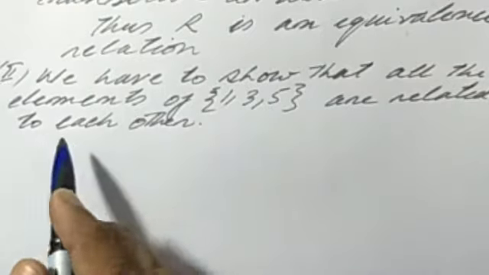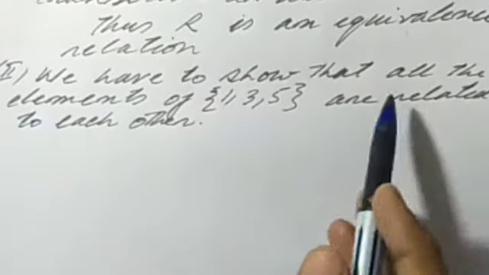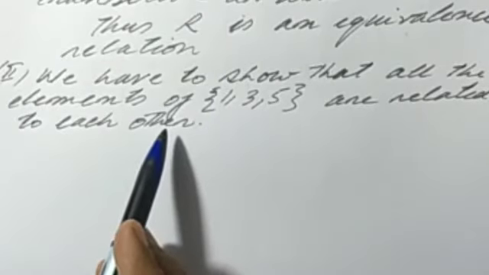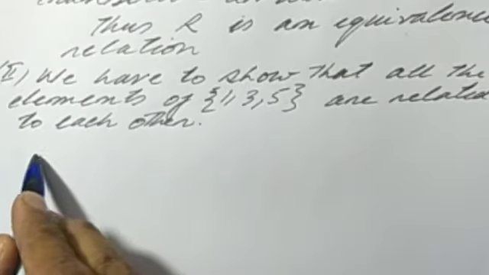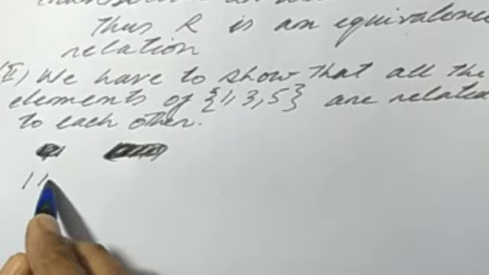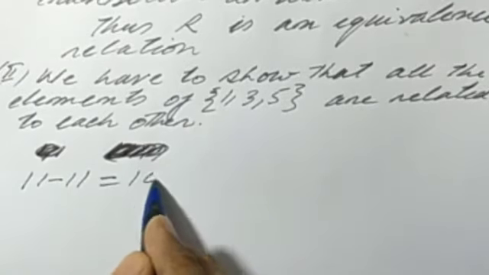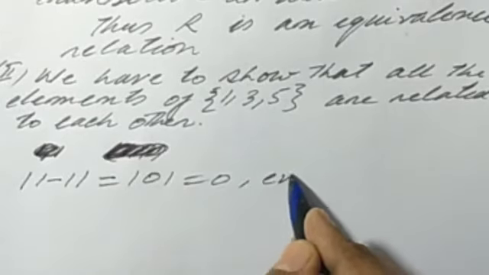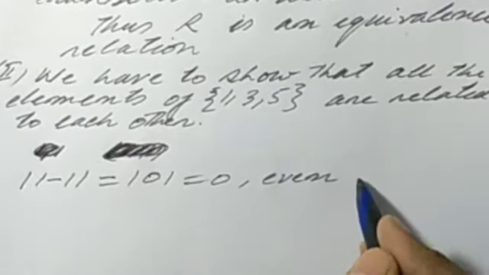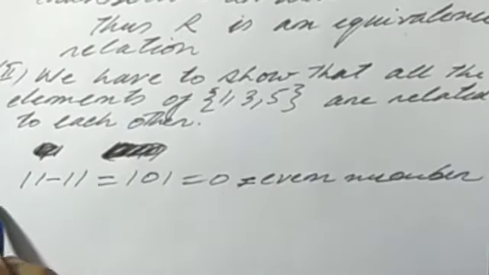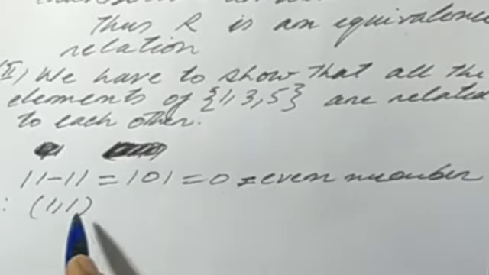Now, in the second part, we have to show that all the elements of the set {1, 3, 5} are related to each other under this relation. So let us take 1 and 1, modulus 1 minus 1, which is modulus 0, that is 0, which is even. So (1, 1) belongs to R.